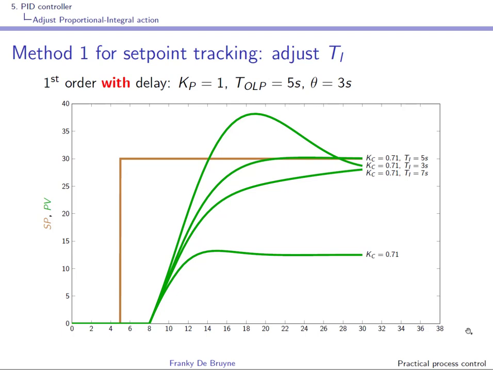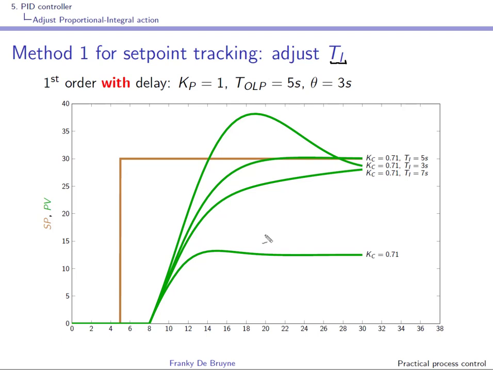Well, once you have fixed the controller gain, and this is the response that you had with the proportional only control, you can activate again your integral action, and you can do responses with a TI that is in the neighborhood of the main time constant. And here we have a first order process with delay, so the main time constant is of course the time constant of the first order system.